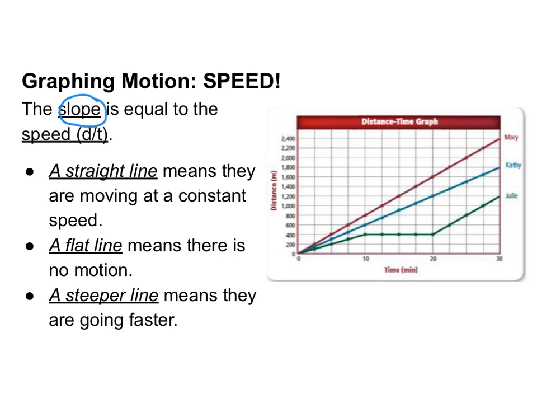So if it's a straight line with a positive slope, what we're talking about is something like Mary's graph, where it goes up in a straight line, the slope stays the same the whole time. That means a constant speed, and constant means stays the same.